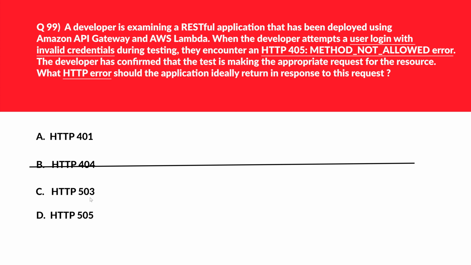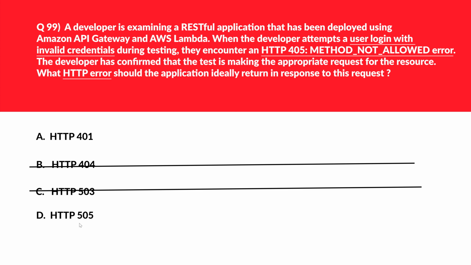Let's move to option C. C says HTTP 503. So this status code indicates that the server is not ready to handle the request. It is usually a temporary state, often due to maintenance or overloading. As per the scenario of the question, it's neither a maintenance nor an overloading problem. So we'll eliminate this.